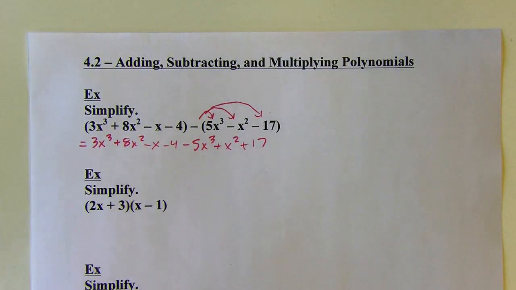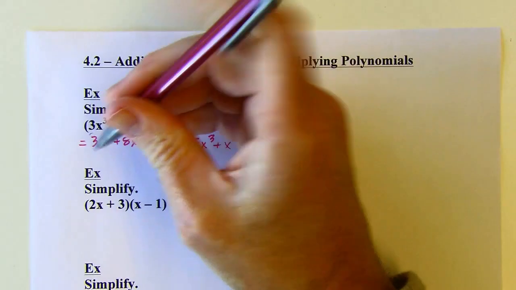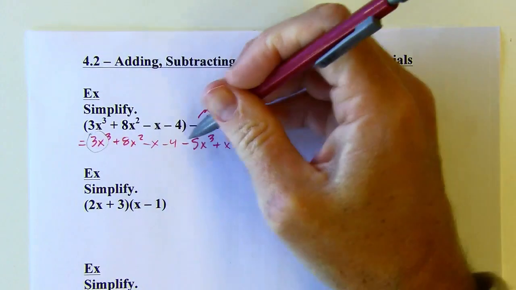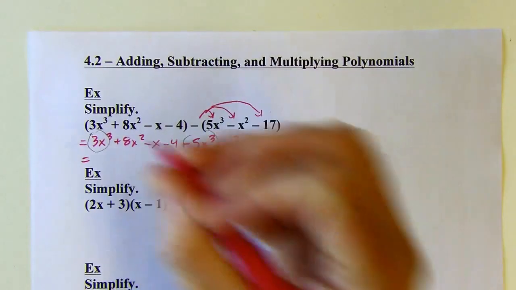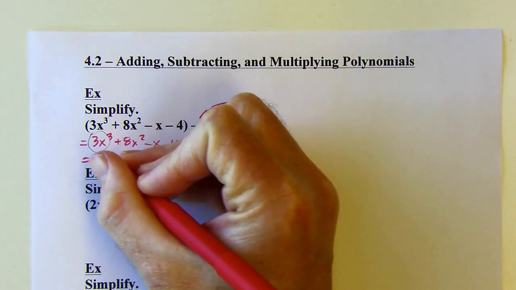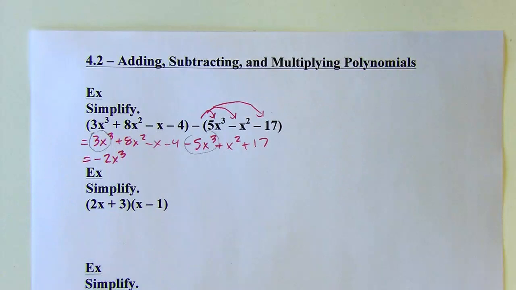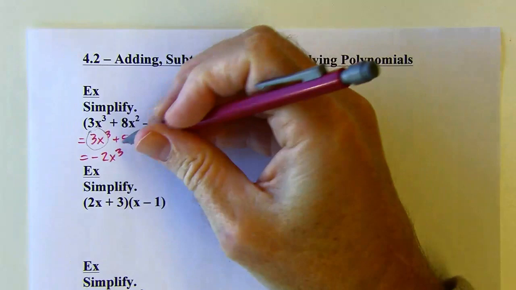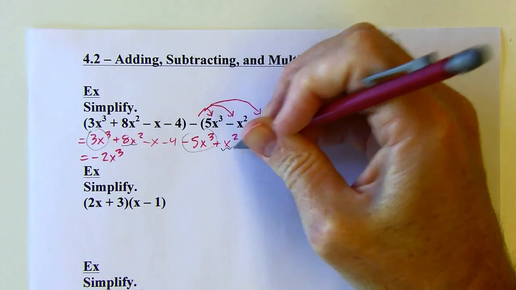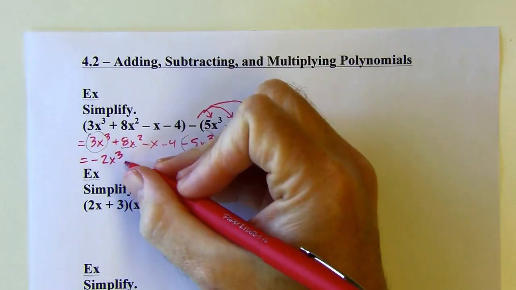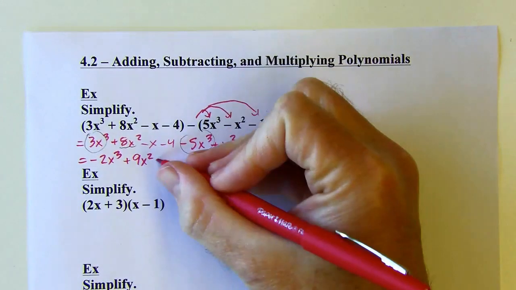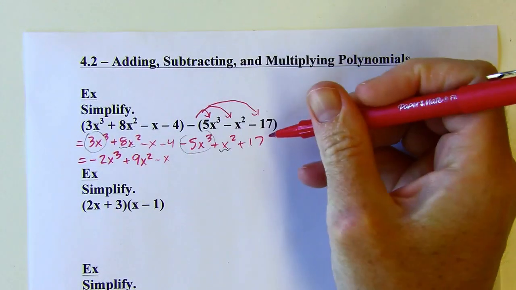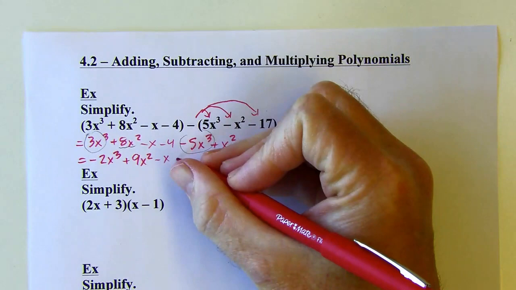So let's see, I'll start with the highest degree terms. I've got 3x to the third and negative 5x to the third. That's negative 2x to the third. And then let's see, I've got these squared terms. That gives me 9x squared. And then there's only one x term. And then negative 4 and 17 would give me 13.